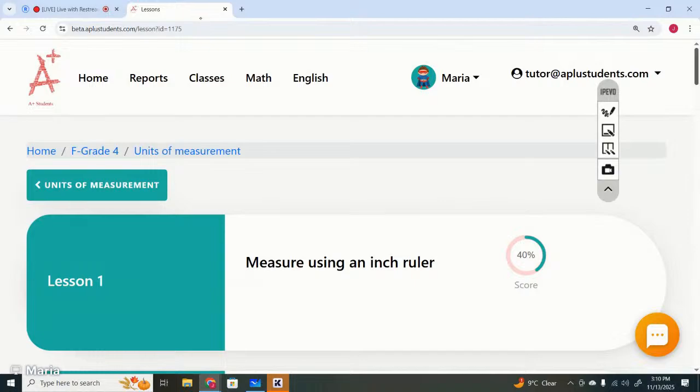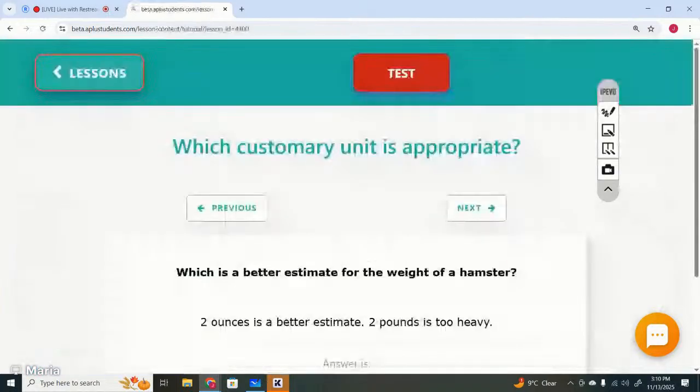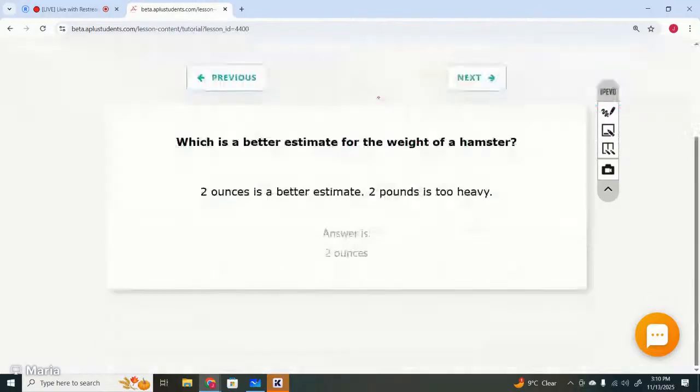The next lesson is which customary unit is appropriate? Which is a better estimate for the weight of a hamster? So basically, we're going to learn the units now, right?